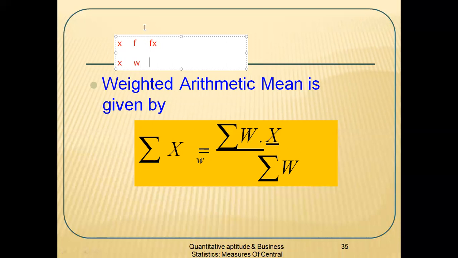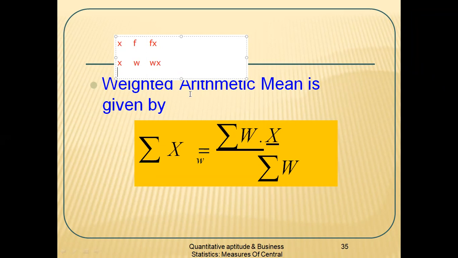Same logic as we were doing for frequency distribution is applied here. X and w, so multiply both, that is wx, you will get. Then the sum of the products wx should be considered, and the total weights you will add. If you divide both, you will get the arithmetic mean.